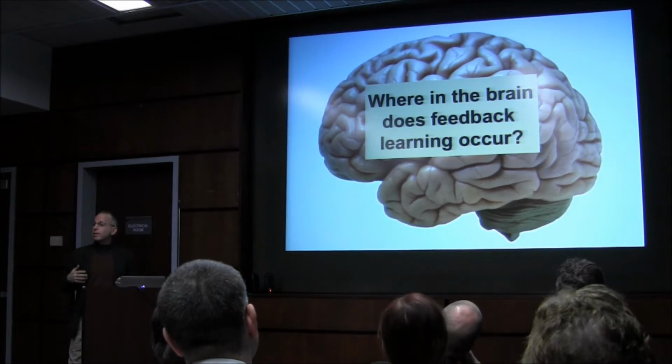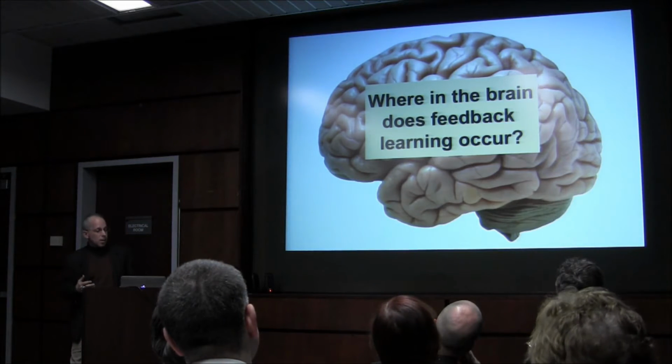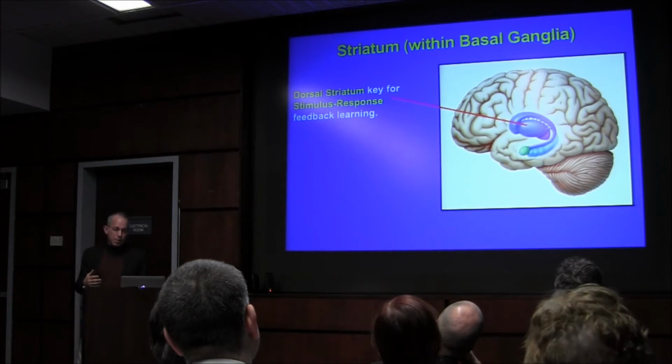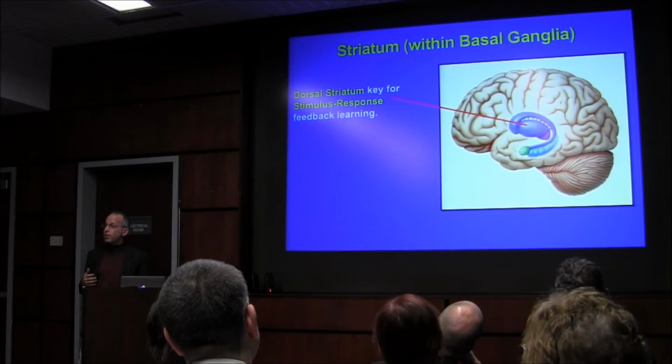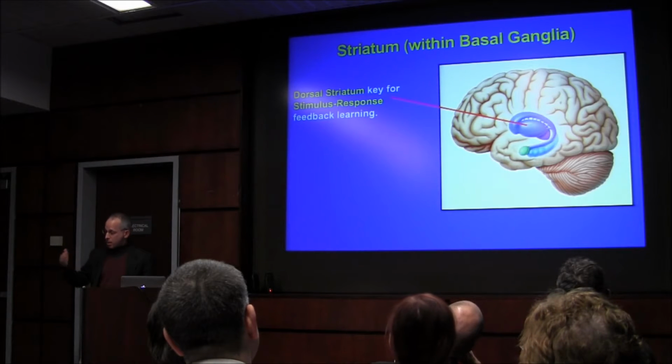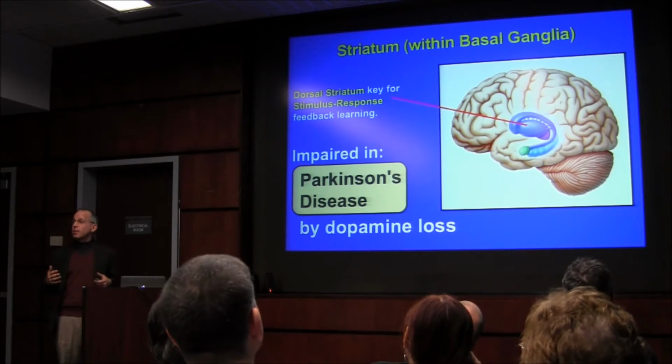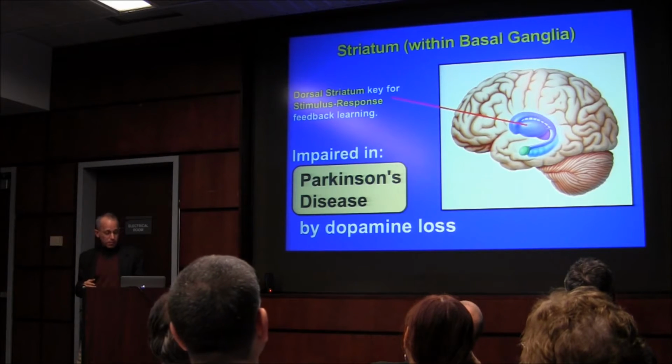So where in the brain does this kind of feedback learning arise? A wealth of evidence suggests that the striatum within the basal ganglia, particularly the dorsal striatum, is key for stimulus-response feedback learning. And that gives us an opening to look at this in humans, because this is the brain region that's impaired in Parkinson's disease by the loss of dopamine.